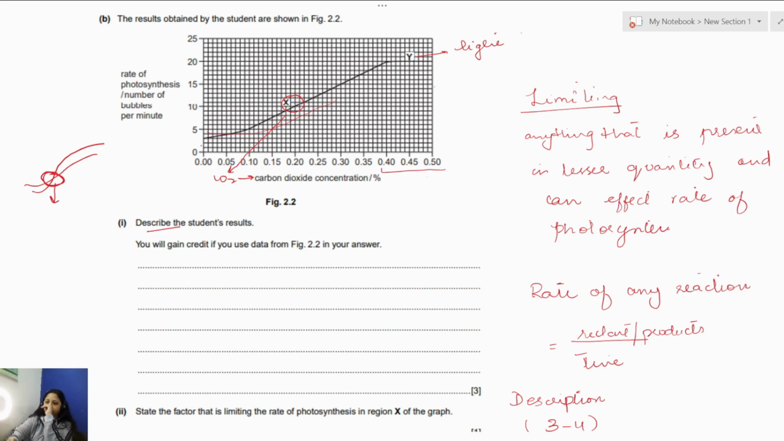I have given you one file. You have to do 25 MCQs for this one. We'll discuss more questions tomorrow related to this graph, because graphs are important in this chapter, along with the experiments.